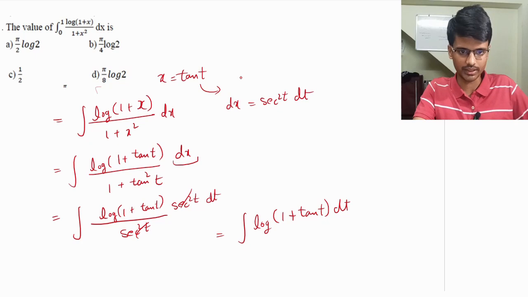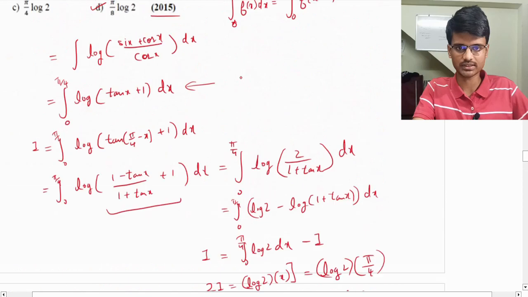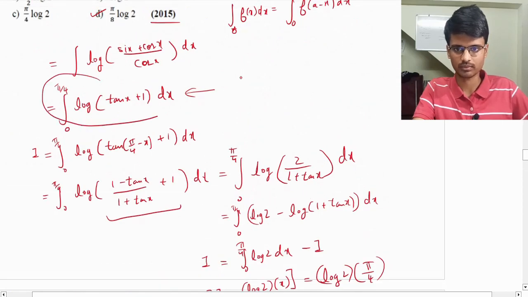So how to integrate this? I already told you. Actually the limits are different here. If x is equal to tan t, then when x is equal to 1, what is tan t? T is equal to pi by 4. And when x is equal to 0, t is equal to 0. So the limits are from 0 to pi by 4. This thing we have already solved in our previous question, so again you are going to get the same result, pi by 8 log 2.